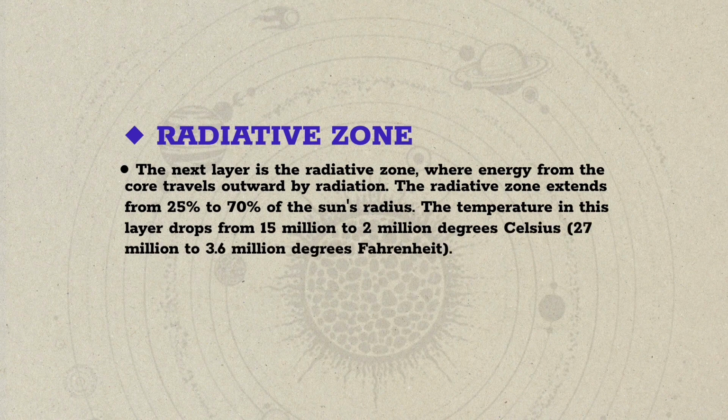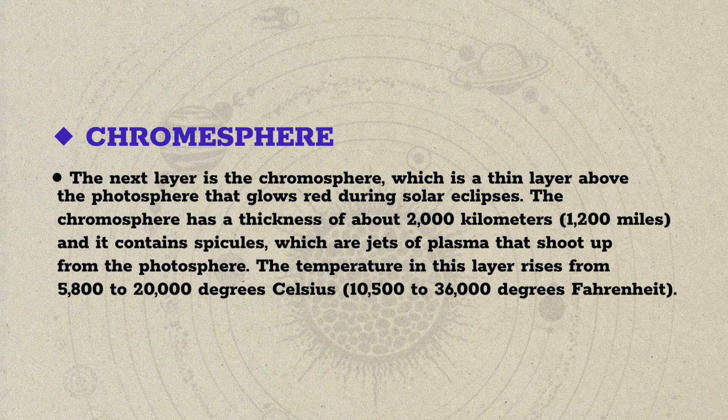The next layer is the radiative zone, where energy from the core travels outward by radiation. The radiative zone extends from 25% to 70% of the Sun's radius. The temperature in this layer drops from 15 million to 2 million degrees Celsius, 27 million to 3.6 million degrees Fahrenheit. The next layer is the convective zone, where energy from the radiative zone travels outward by convection. The convective zone extends from 70% to 100% of the Sun's radius.